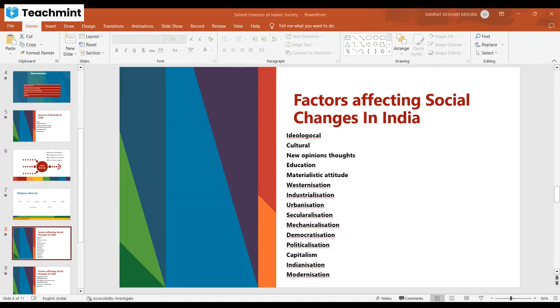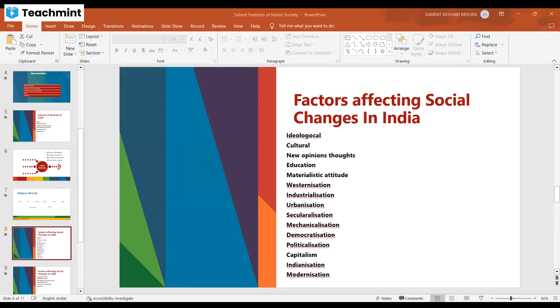Then there is the cultural factor. Culture acts as a benchmark to regulate the amount and nature of social change. Different cultures change from generation to generation. So new opinions and new thoughts, for example new opinions on dowry, the caste system, female education, and saying no to sati pratha, create social change. Female education creates social change.